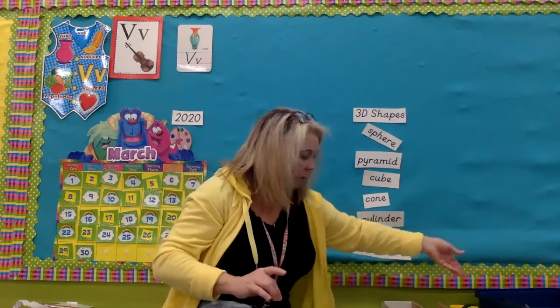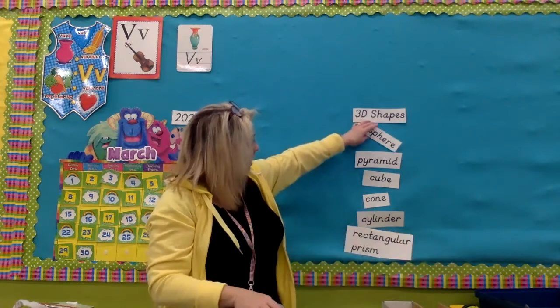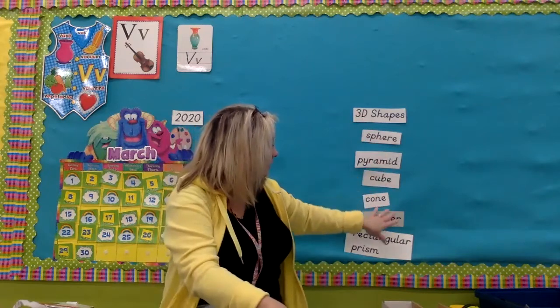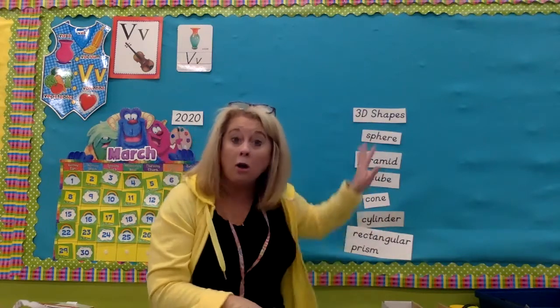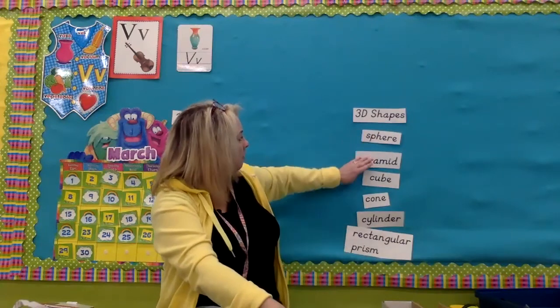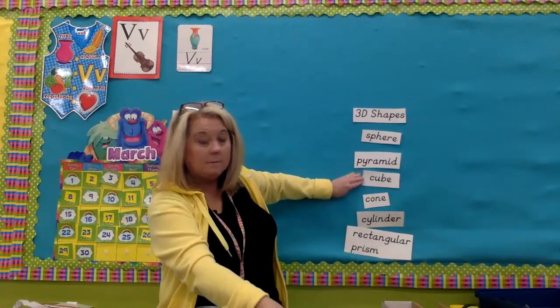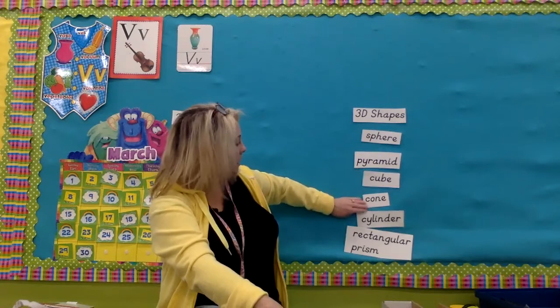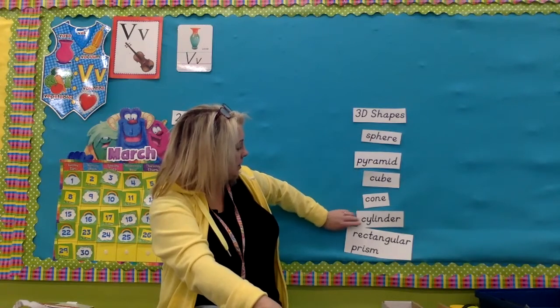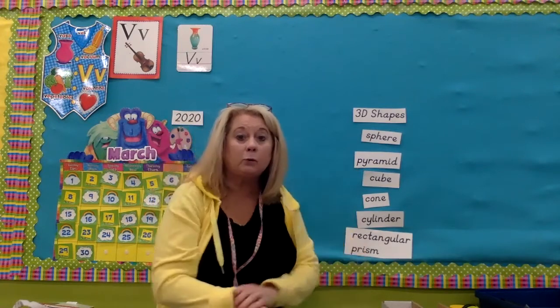Okay, so I want you to go home and find some things at your house that are shaped like one of these or all of them. And then I want you to draw some pictures and have your mom and daddy send me your pictures so I can see what you found at your house that's shaped like maybe a sphere, a pyramid, a cube, a cone, a cylinder, or a rectangular prism.